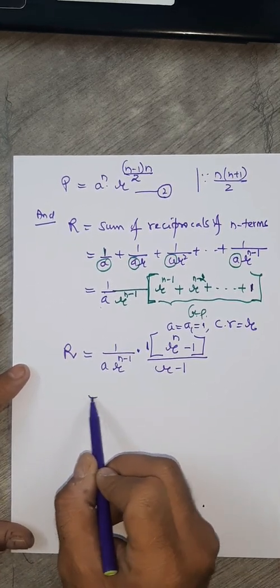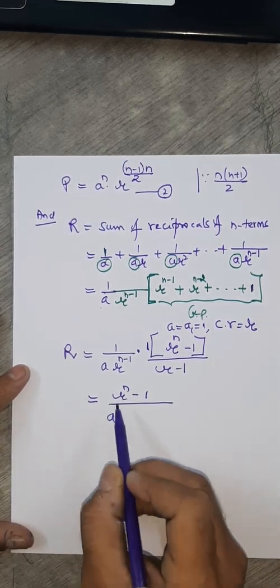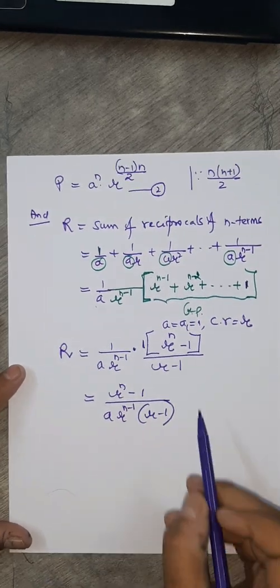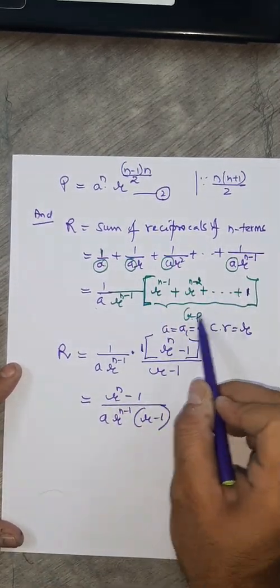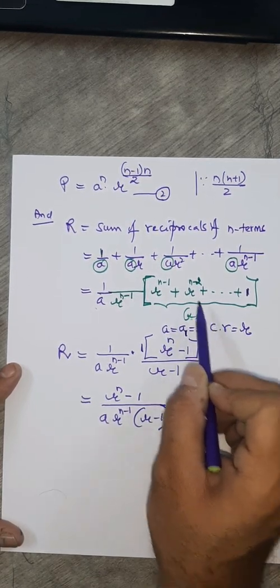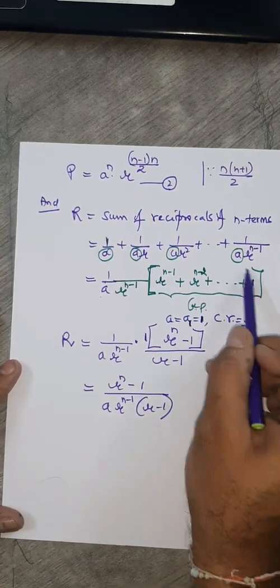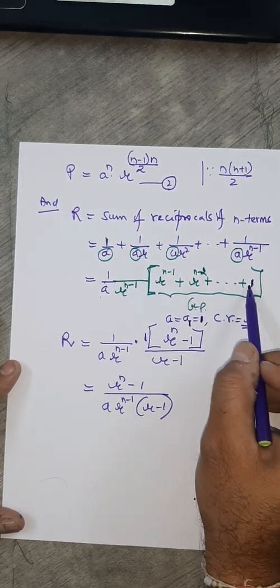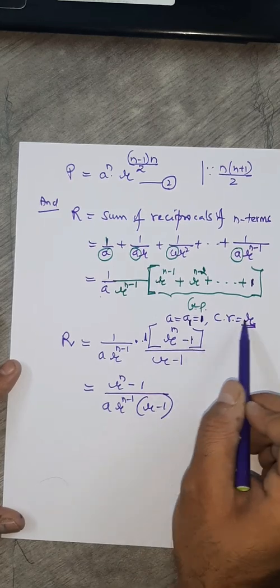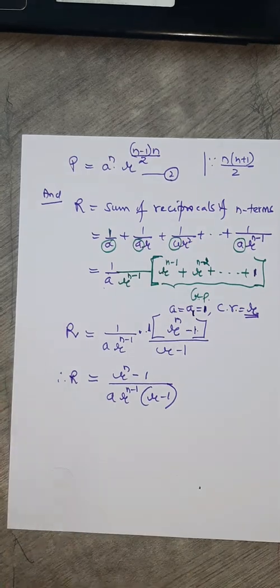Okay. So let me rewrite just R raised to n minus 1 upon A into R raised to n minus 1 into R minus 1. I repeat this. This is a geometric progression with the first term A1 equals to A equals to 1. What's the common ratio? Term upon previous term. It will be small r. How many terms are we adding here? N terms. So A means 1, R raised to n minus 1, because common ratio R, upon R minus 1. So therefore R is this.